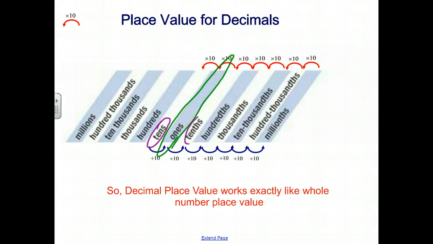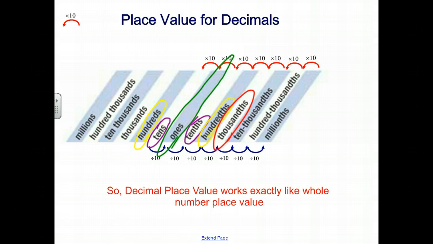On the right-hand side are the tenths. It takes 10 tenths to make 1. So 1 is 10 tenths, and 10 ones make a 10. If we continue on, 10 hundredths make a tenth. 10 thousandths make a hundredth.